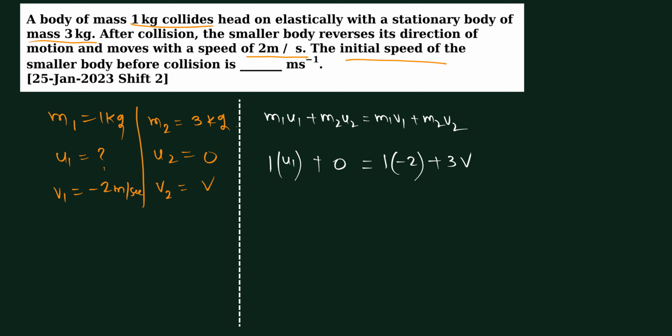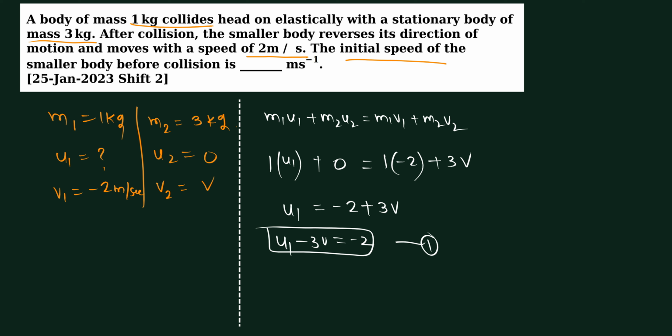Okay, so from this we can get u1 equal to minus 2 plus 3v, or we can write it like this: u1 minus 3v equal to minus 2. Let us say this is equation 1.